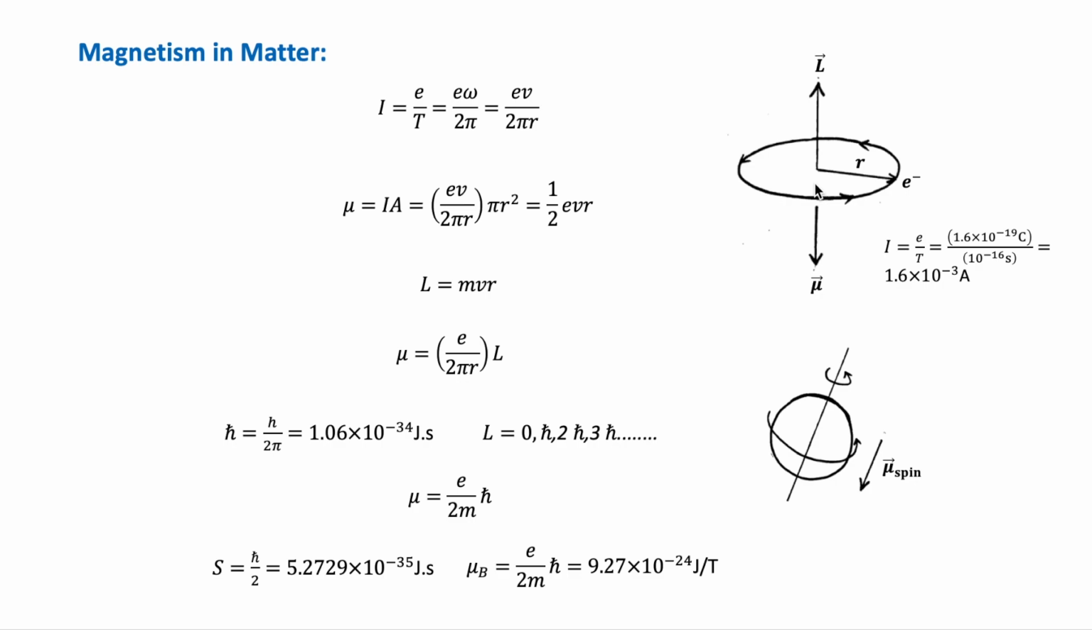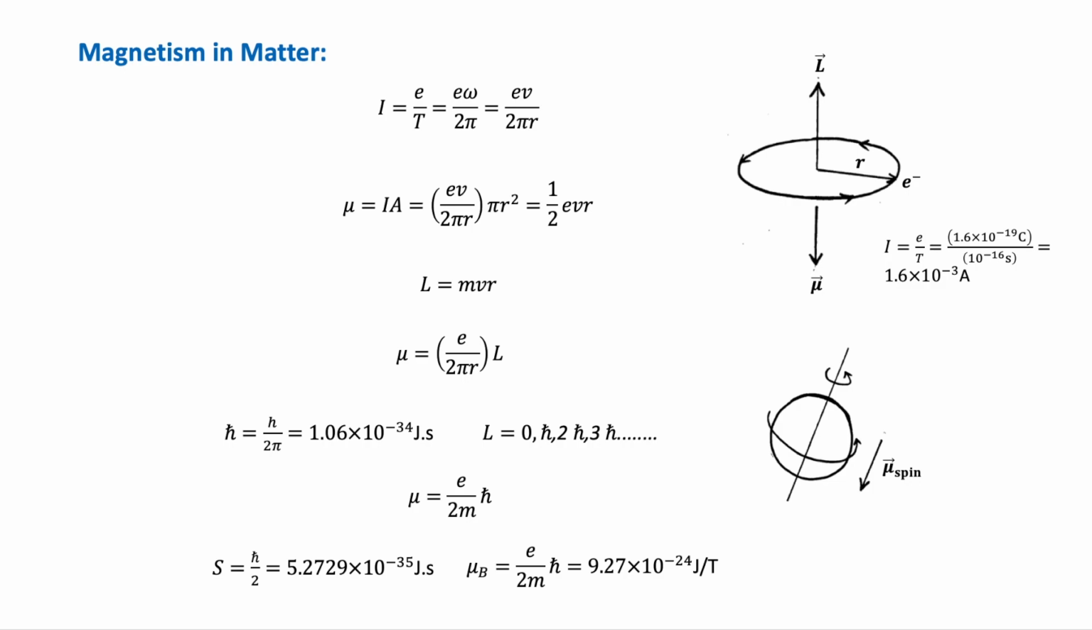We shall see in later videos on quantum mechanics that the orbital angular momentum of the electron is quantized and is an integer multiple of h bar. h bar is equal to h over 2 pi, which is equal to 1.06 times 10 to the minus 34 joule seconds, where h is Planck's constant. And so L is equal to 0, h bar, 2 h bar, 3 h bar, and so on. Therefore, the smallest non-zero value of the magnetic moment mu is equal to e over 4 pi m times h.